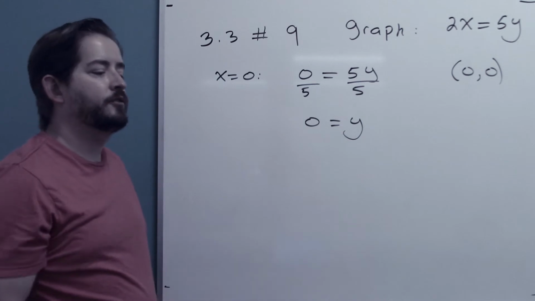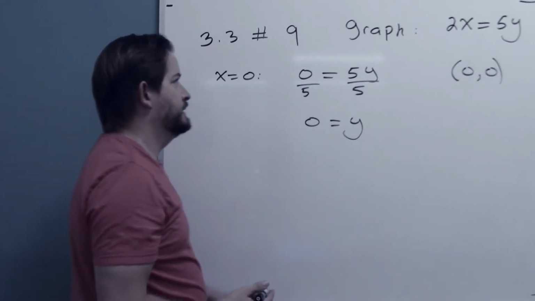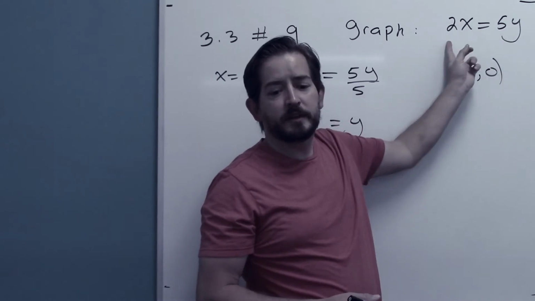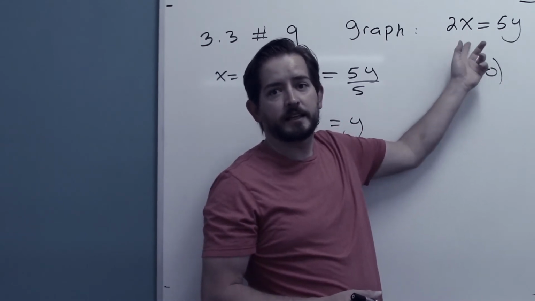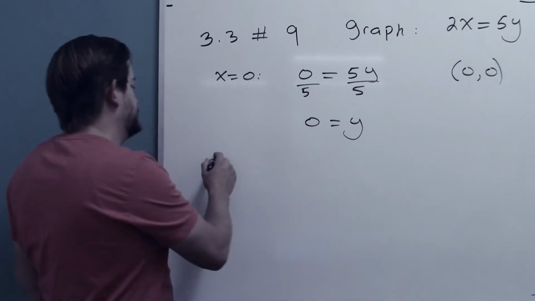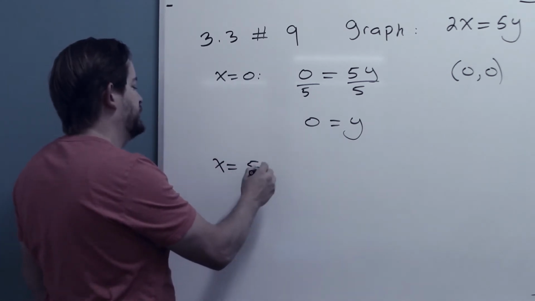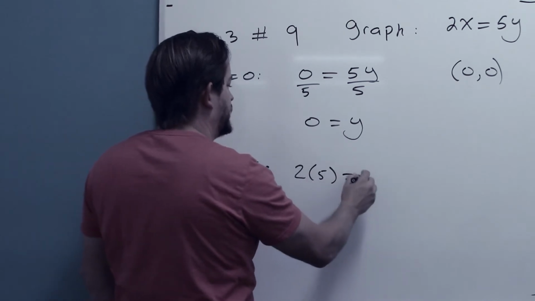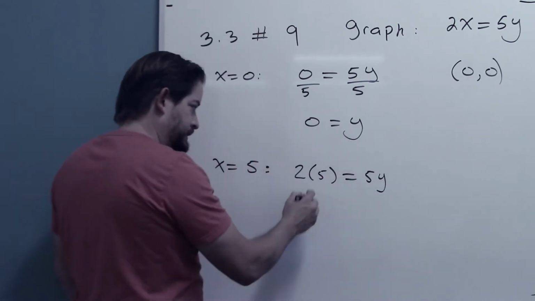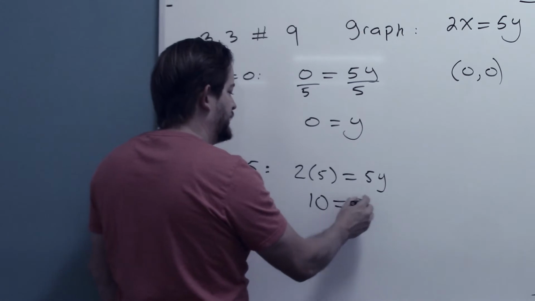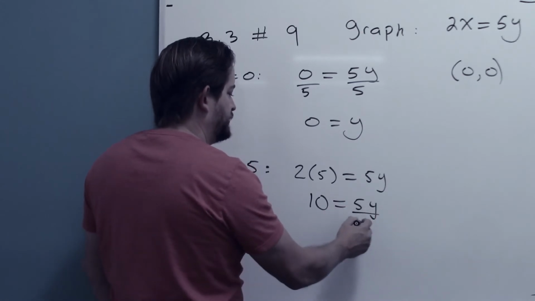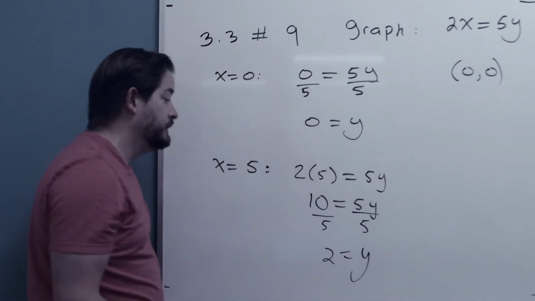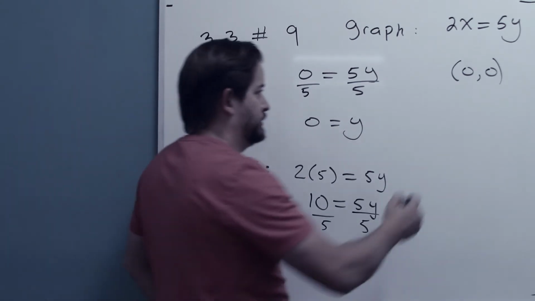I have to step away from the axes, and I say, well, this right-hand side is divisible by 5, so let's make the left-hand side divisible by 5, and let x be 5. If x is equal to 5, then I have 2 times 5 equals 5y. This is 10 equals 5y, and if I divide everything by 5, I get y is 2.